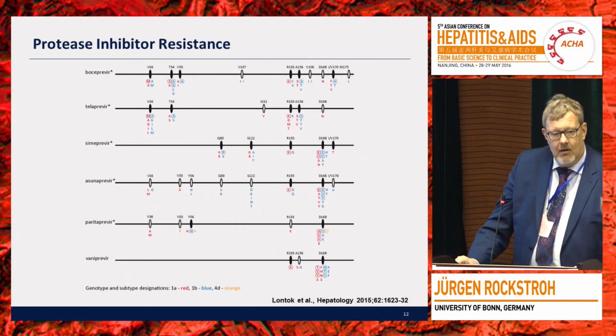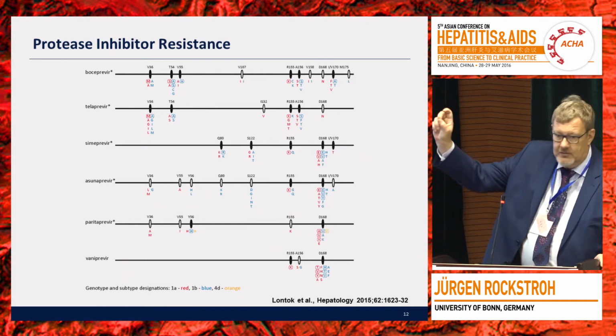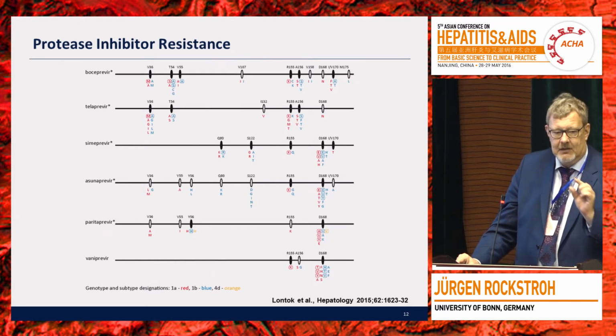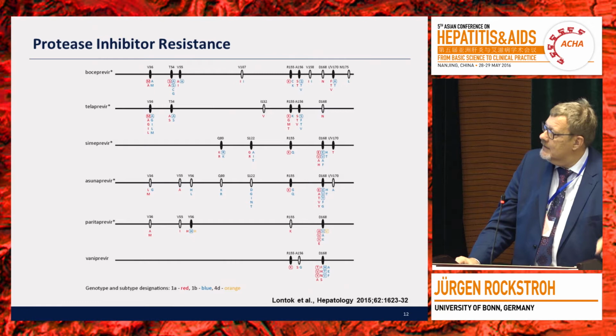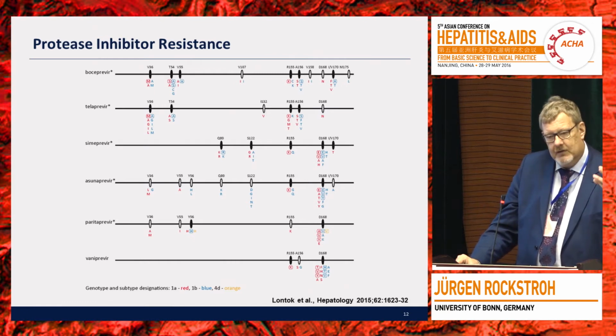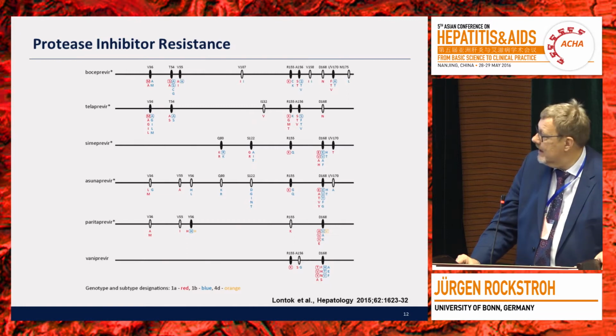Note that you see black ovals which are filled or not filled. If they are filled, then in patients who experience virological failure, more than 10% of the virologically failing patients depict that particular mutation or amino acid substitution, whereas those which are not filled are really rare polymorphisms which may occur in variants.